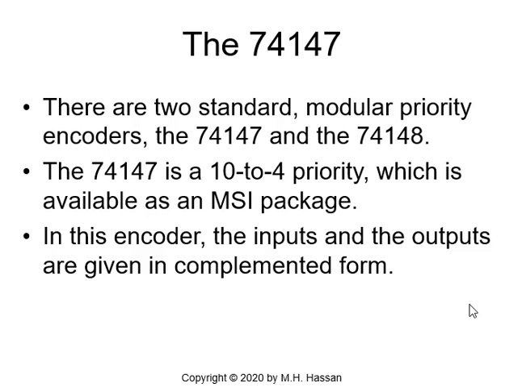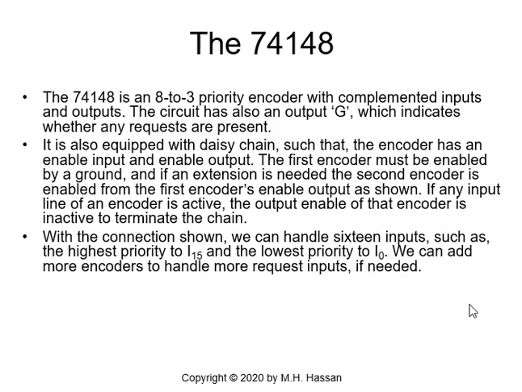So if you'd like to use it, look it up actually. I'm sure if you have access to a data sheet, you can have the pin configuration of this chip. However, the 74148 is an 8 to 3 priority encoder with complemented inputs and outputs. The circuit has an output G, which is a valid request indicator or output indicator, and it is also equipped with daisy chain. This is very important for the expansion.